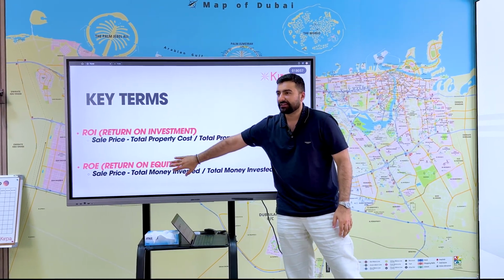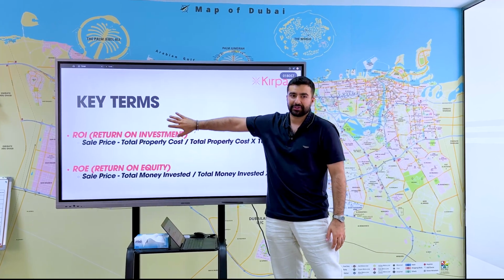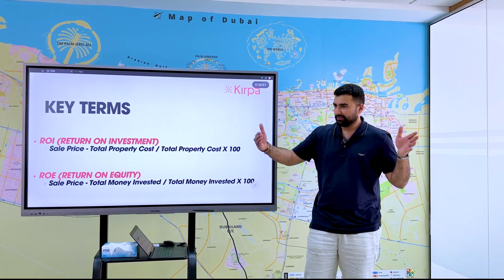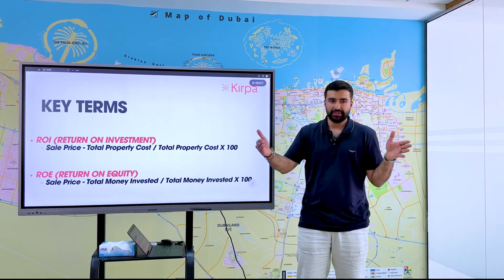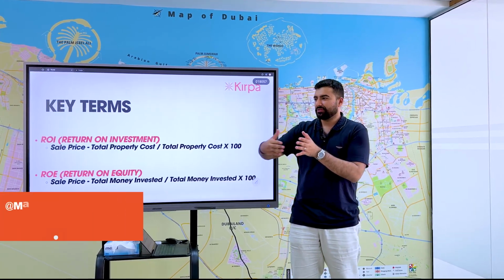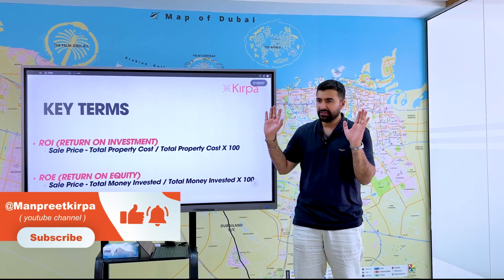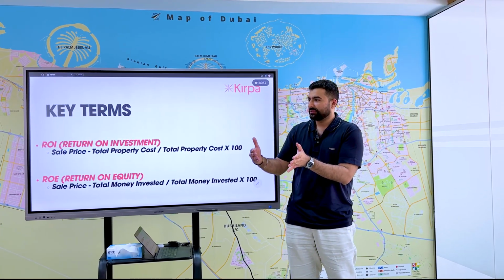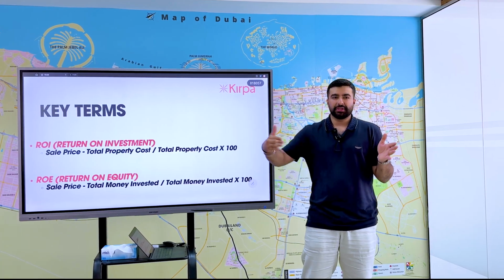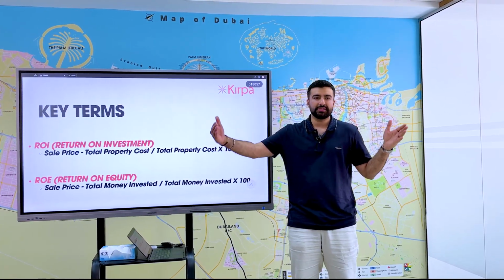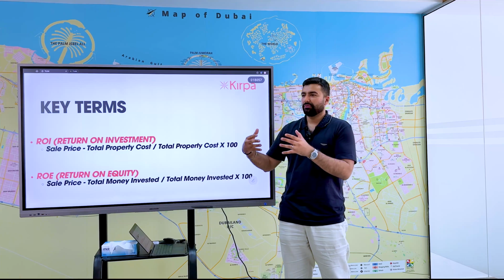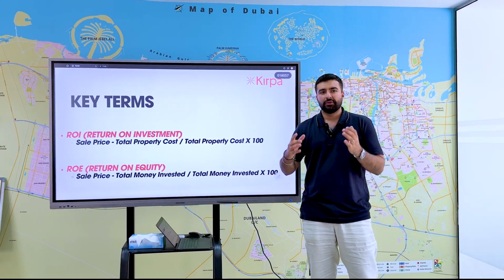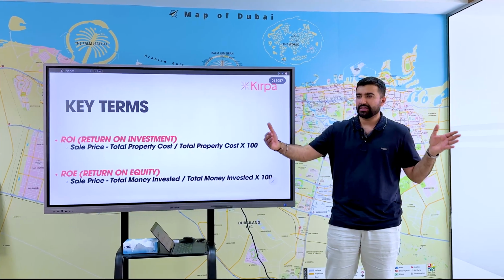Return on equity. Now, return on equity is different than return on investment. How? Let's say a property is worth 1 million, right? And you are buying it off plan. So in let's say 2 years' time, you've only paid 50%. So you paid 500,000, right? That's your equity. 500,000 is your equity. But the investment or the property cost is 1 million, right? So whenever we calculate ROI, we use the total property cost as the number.